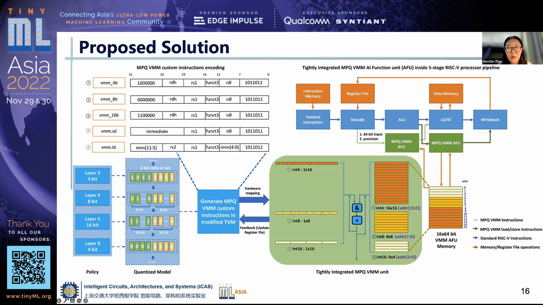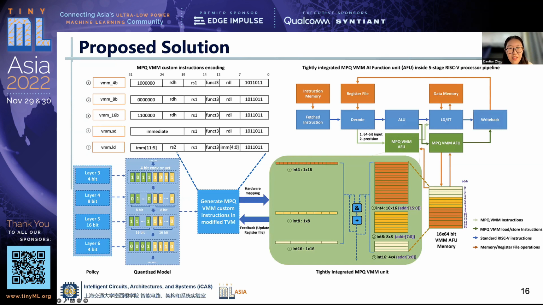Now we have the quantization combination, and we want to apply it on the hardware part. This is the quantized model and the quantization policy we obtained through PyTorch. Then we can generate the VMM custom instructions through the modified TVM. Next, we can map it to the VMM unit. In this unit, we can see that it supports different data types like int4, int8, and int16. For example, int4 leaves more memory for computing, so it will have a faster inference speed than int8 and int16.